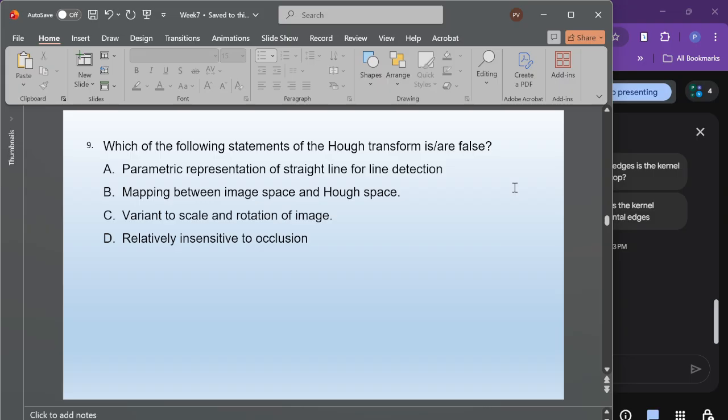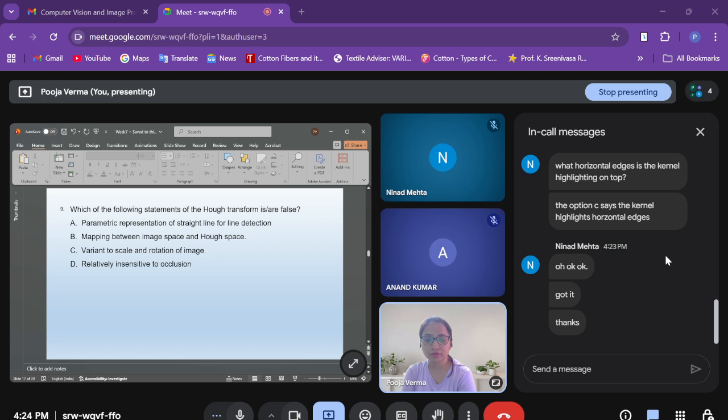Our next question is: which of the following statements of the Hough transform is false? They are asking for the false statement. Option A is parametric representation of a straight line for line detection. Option B is mapping between the image space and the Hough space. Option C is invariant to scale and rotation of the image. Option D is relatively insensitive to occlusion. Can you answer this question? Which of the following statements related to the Hough transform is false?